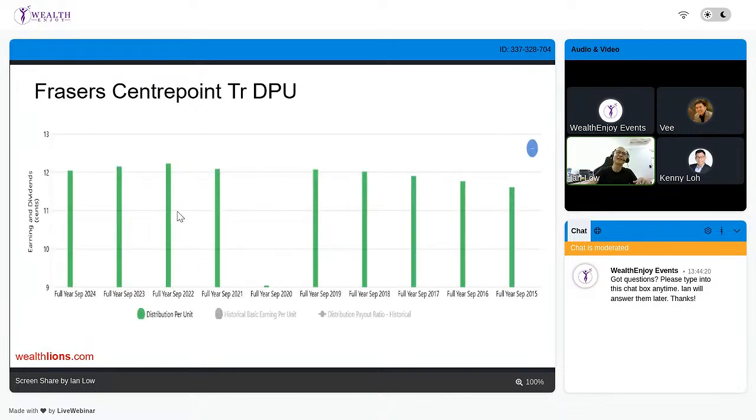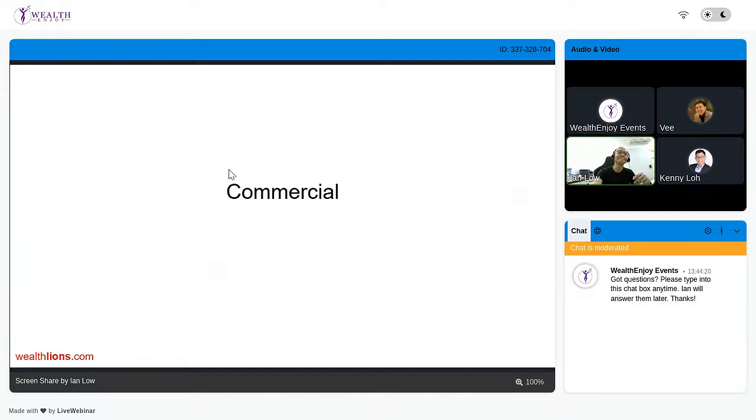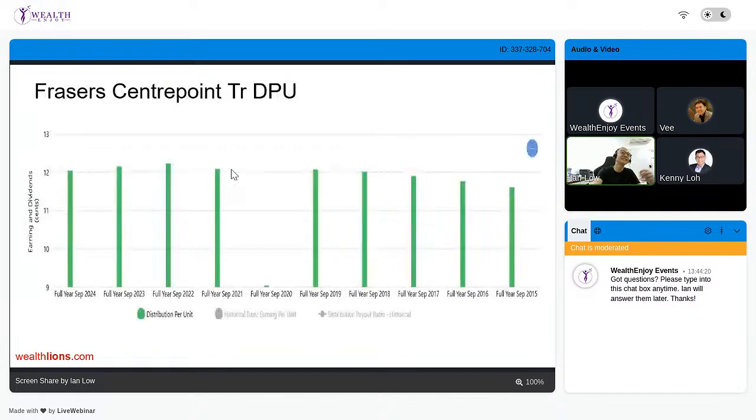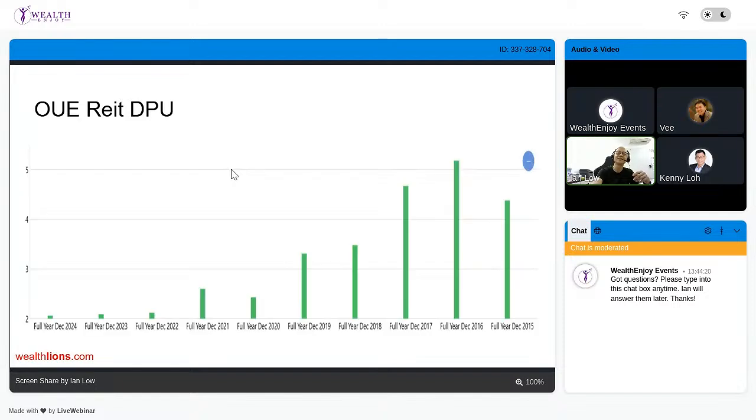Now Fraser Centerpoint Trust: stable and overall higher. So it's going up, stable, and over the past 1, 2 years it is coming off a bit, but it's acceptable. To me, there's a reason, because we know interest rates have risen this past year. So going down a bit is normal. So this is a good counter, Fraser Centerpoint Trust.